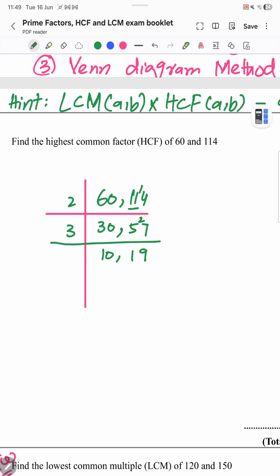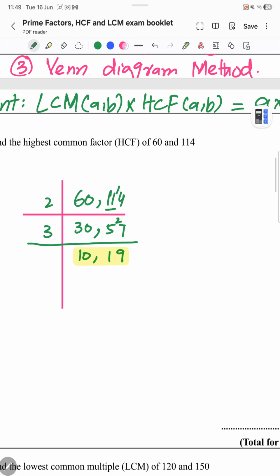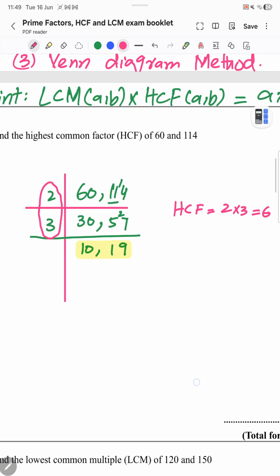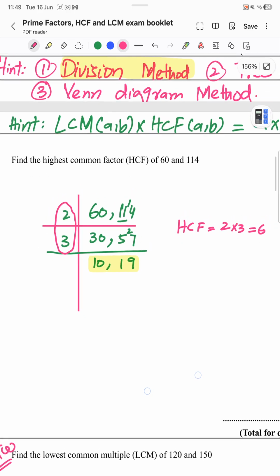Now you can see there is no common divisor between 10 and 19, so there is no need to go further for the HCF. The HCF is just the product of these two divisors. So HCF is 2 times 3, which is 6. Although they are not asking to find the LCM in this question, I want to show you how to find the LCM of these two numbers.